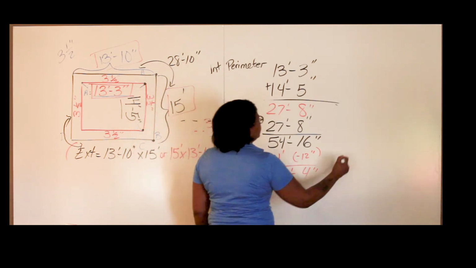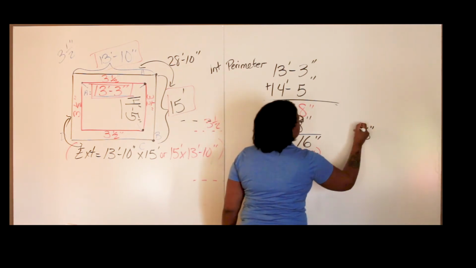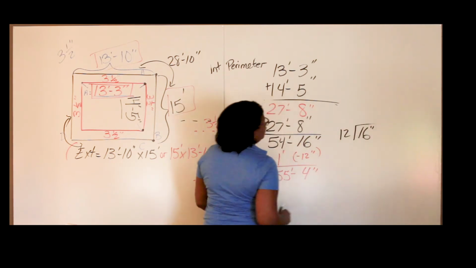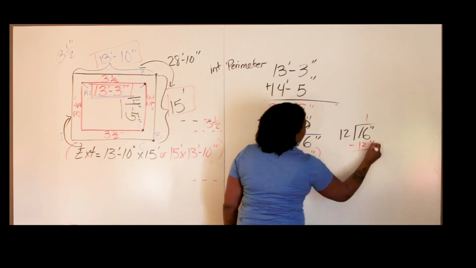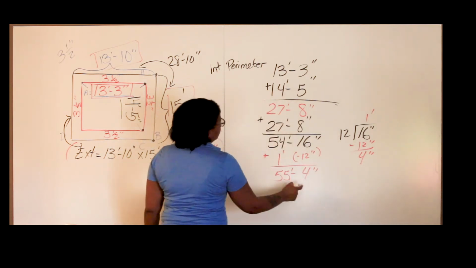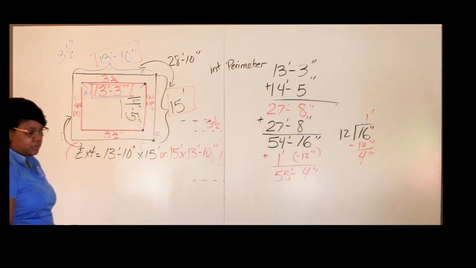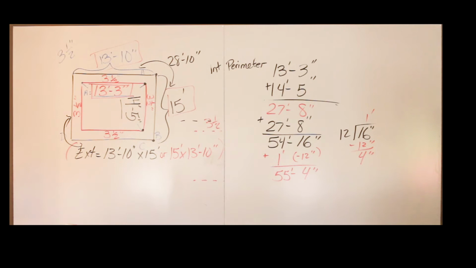How do we get the 4 inches again? We had 16 inches. I want to find out how many feet I can get out of there. 12 goes into 16 once. I take a 12 inch out of there, which leaves me with 4 inches. There's my foot. There's my 4 inches. So for the interior perimeter, we have 55 feet, 4 inches.